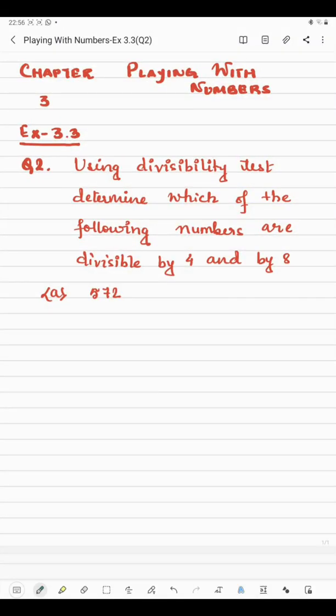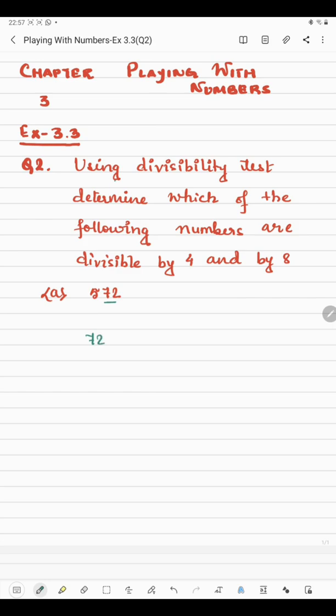Everyone, now I'm going to start question number 2 of exercise 3.3. In this question we have: using divisibility tests, determine which of the following numbers are divisible by 4 and by 8. According to the divisibility rule, by 4 is, if the last two digits are divisible by 4, then the whole number will be divisible by 4.